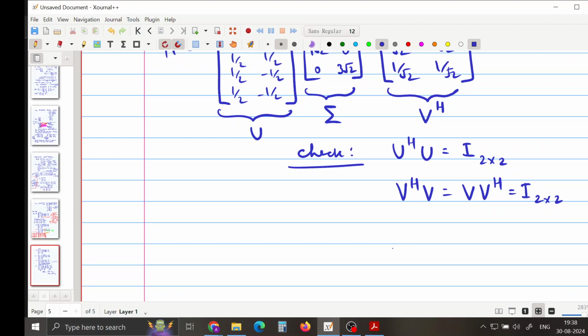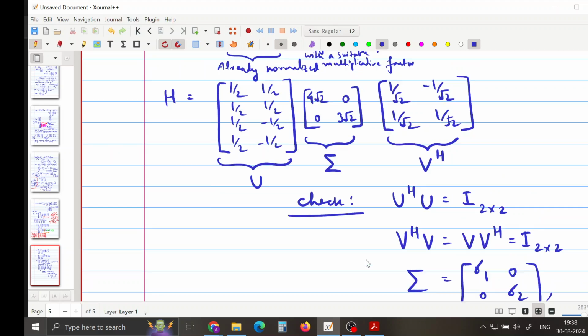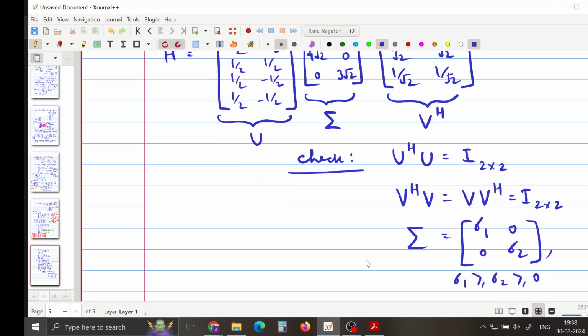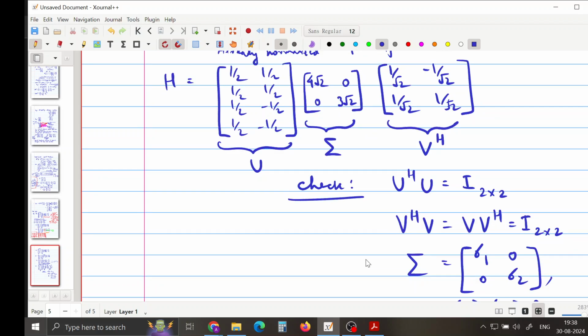And my sigma is also in the form sigma 1, 0, sigma 2, where sigma 1 is greater than or equal to sigma 2, which is greater than or equal to 0, in non-decreasing order and with non-negative singular values. So we have expressed it in the desired form.